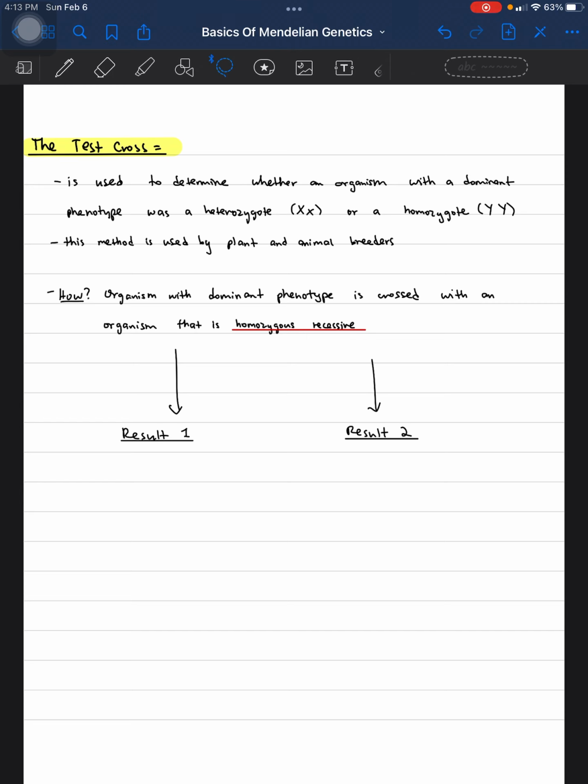Now moving on, the test cross. The test cross is used to determine whether an organism with a dominant phenotype is a heterozygote or a homozygote. This method is used by plant and animal breeders. So a test cross basically helps us determine the genotype of a certain parent based off of the offspring. So how do you do this? An organism with a dominant phenotype is crossed with an organism that is homozygous recessive.